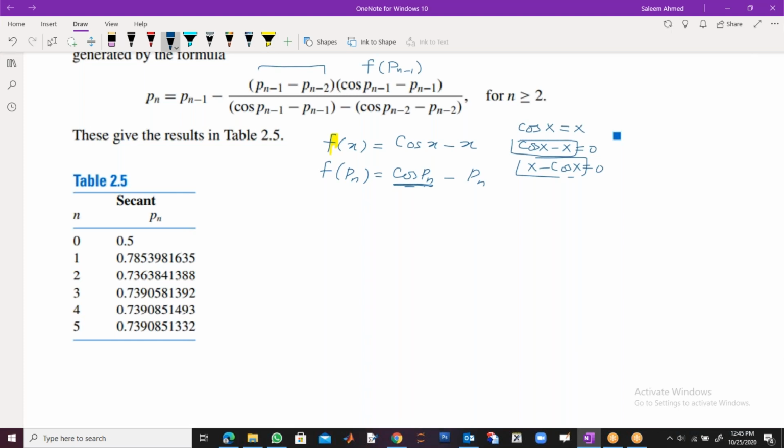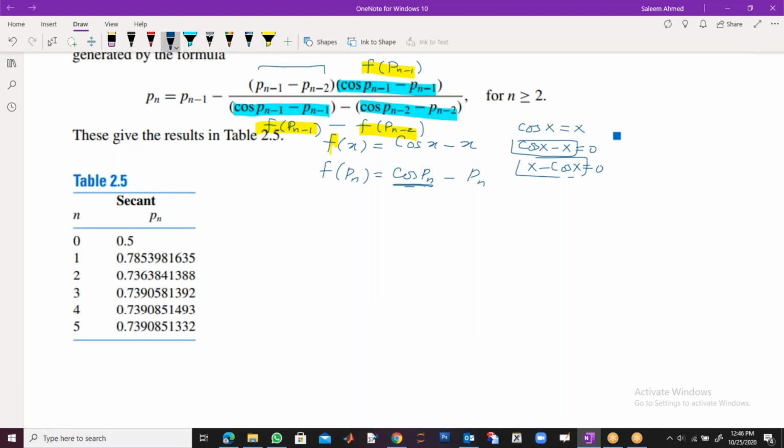Downwards again, we have the same thing: f(Pn minus 1) minus f(Pn minus 2). So our formula was f(Pn minus 1) minus f(Pn minus 2). This is the value of f(Pn minus 1), and this is f(Pn minus 2). So these are the three things which will be replaced, because I have to replace my function. This function will be replaced. So I just replaced, and this is my new formula.